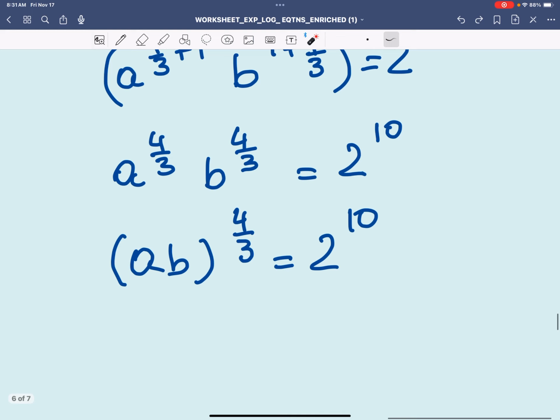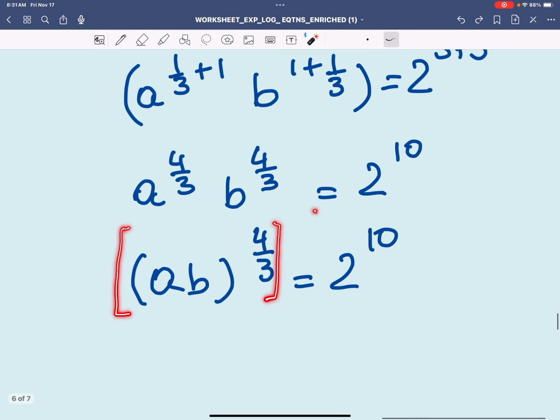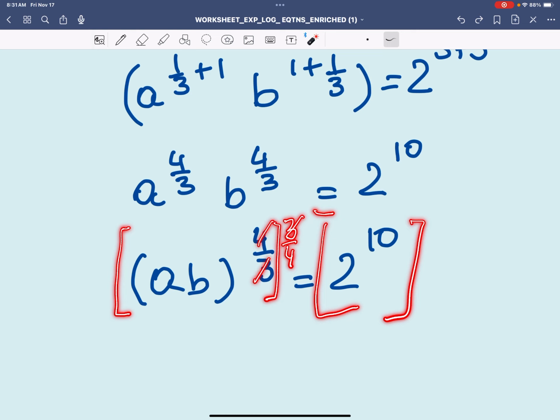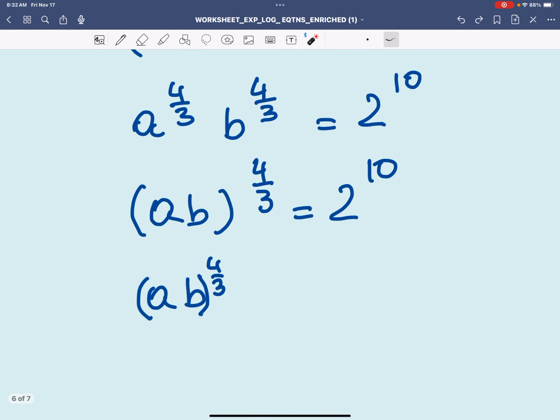Now, a and b are finally together. They look very happy, almost. And now all we have to do is get rid of this 4 over 3. And you probably have an idea, and I bet it is similar to my idea. We're going to bring both sides of this equation to the power of the reciprocal of 4 over 3, because that will allow us to simplify the power to make it a 1. So let's do this. Let's see what it looks like.